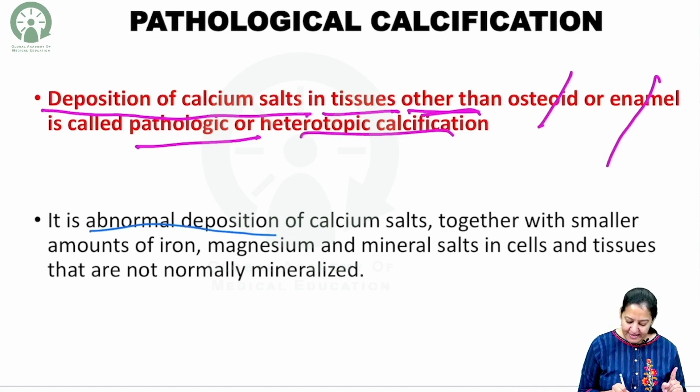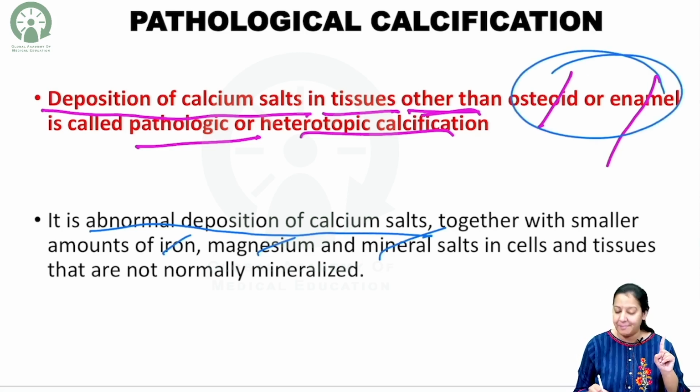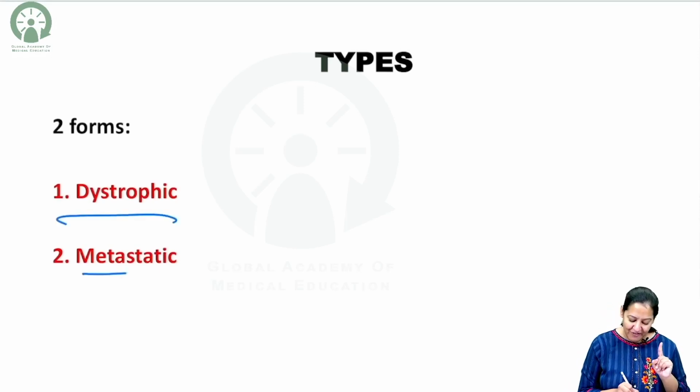You can say it is the abnormal deposition of calcium salts. Not only calcium salts, a little amount of iron, magnesium and other minerals can also be deposited in any organ. Again and again, I am repeating, except bone and teeth, the enamel of the teeth and the osteoid. So that's it. Now, pathological calcification is of two types, the dystrophic and metastatic.